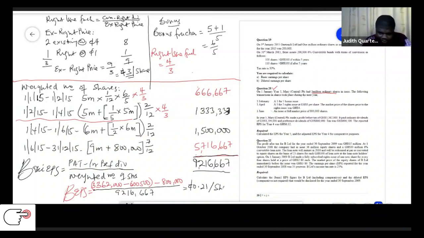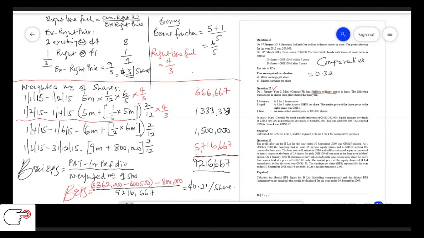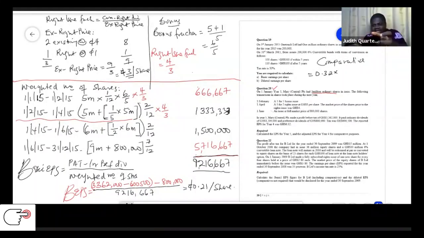Per share, right? The comparative. They have given us the comparative of what? 0.32. To get the comparative, you multiply the earnings per share of the comparative, without the effect of the earnings per share, by the reciprocal or the inverse of the fractions, whether the bonus fraction or the right issue fraction. In this question, we have all of them there.